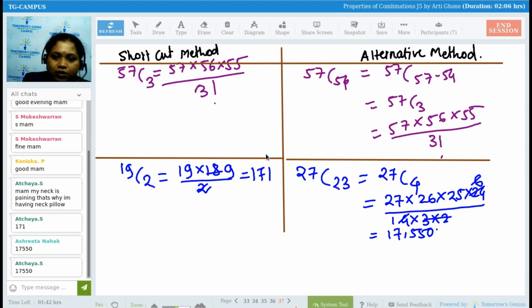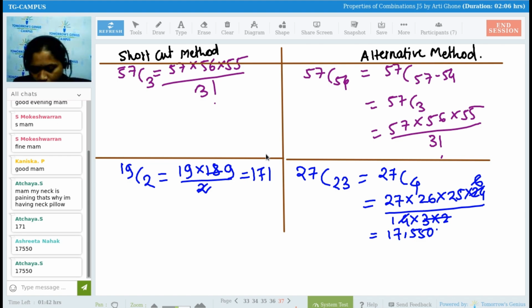Clear? Have a smile on your face. The ones who are smiling, for them it is clear. I know. Ashwin, please on your camera. Why you are putting it off? And if you are not at your place, don't join the session. I have to be strict with many students now.